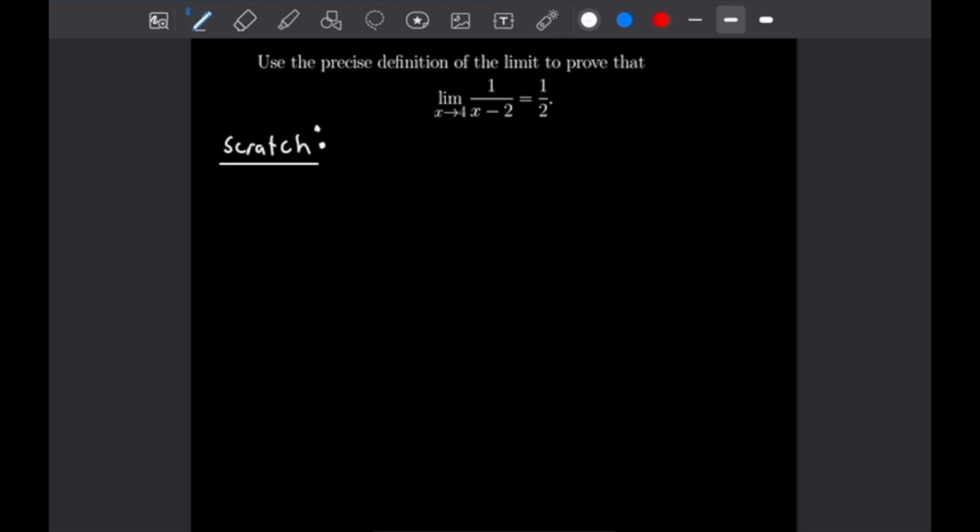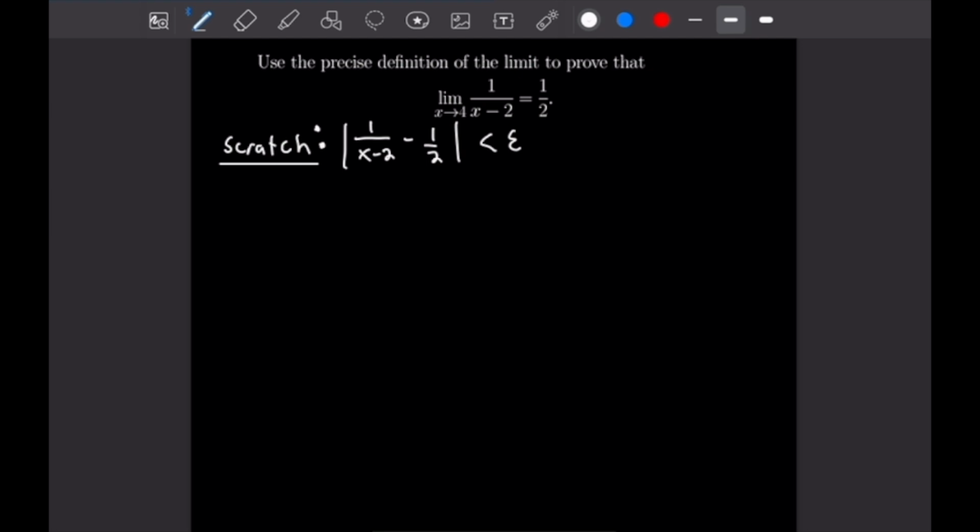And we want to manipulate this to get the absolute value of x minus 4 is less than something, which we will define to be our delta. So we might want to start by clearing our denominators, but first let me write out our function here. So we'll have 1 over x minus 2, and then minus 1/2 is less than epsilon. So let's clear these denominators first.